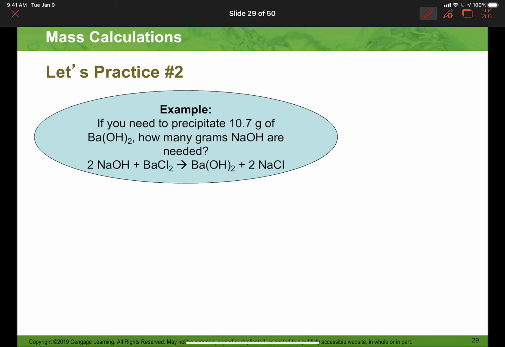So again, I want you to do the same thing here. Pause the video, read the problem, use your cheat sheet to see where you're starting, where you're finishing. So, if you need to precipitate 10.7 grams of BaOH2, this is where you start. How many grams of NaOH, this is where you finish, are needed, okay? You're going to start by writing what you start with, which is 10.7 grams of BaOH2.